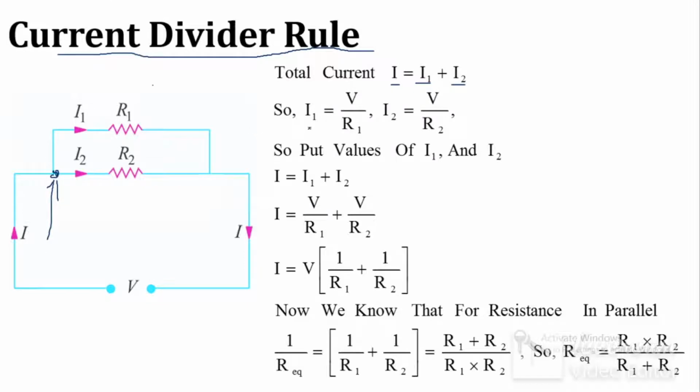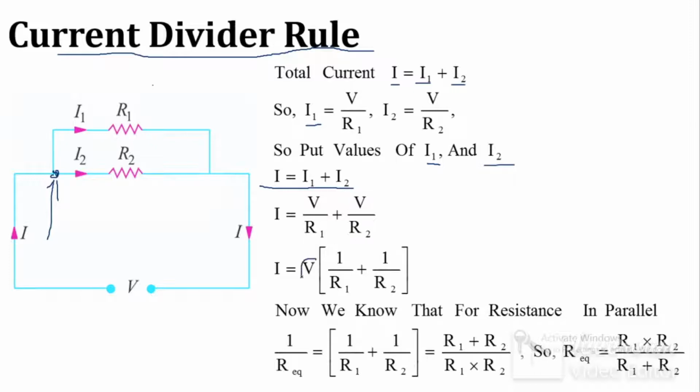So we know that the individual current I1 is given by V by R1. That means the voltage is across R1 and R2 in parallel. So we can find the value of I1, and that is equal to V by R1. And we can find the value of I2, that is equal to V by R2. So now we can find the total current. The total current is the summation of the individual currents I1 plus I2. So we can put here the value of I1, which is V by R1, and I2, which is V by R2.